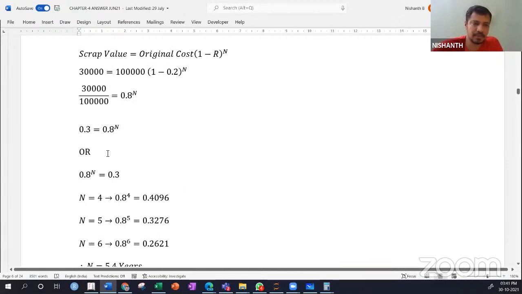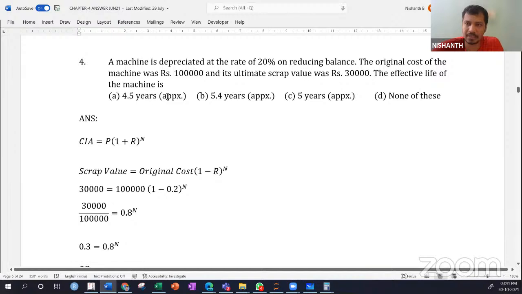In a typical PUC or in BCom, you will be given log tables, or scientific calculators are allowed only in PUC. In your BCom and MBA, you will not be allowed a scientific calculator. Now, this was the trial and error method where I need to find out 0.8 to the power what will give me 0.3. And the answer options will be like 4.5, 5.45. But as I said earlier, these options will be very far from each other because the institute definitely knows that you are not given log tables.